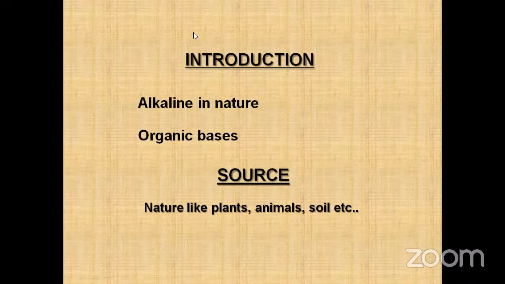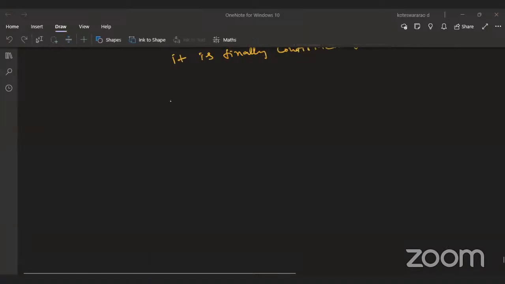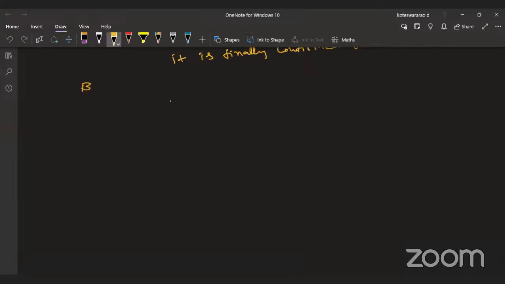But before going to alkaloids, a small topic remains in the terpenes and terpenoids. First I'm stopping the sharing of the slides, then again I'm going to share in OneNote. A continuation to the terpenes and terpenoids. Only one topic is left in this topic, that is biogenesis of monoterpenes.